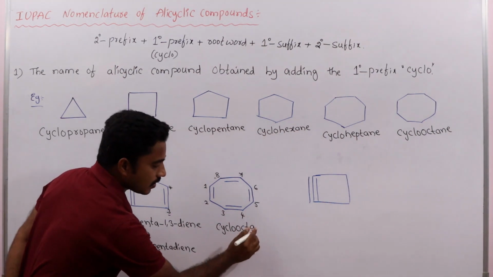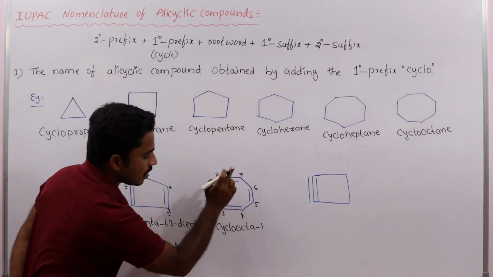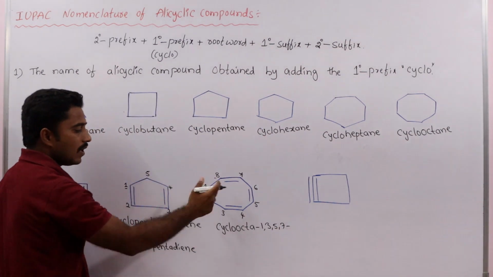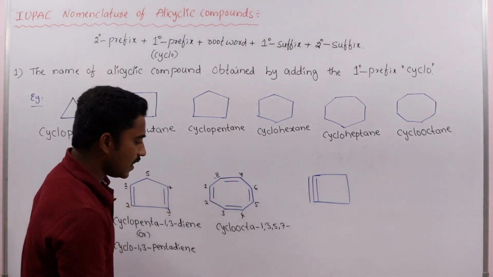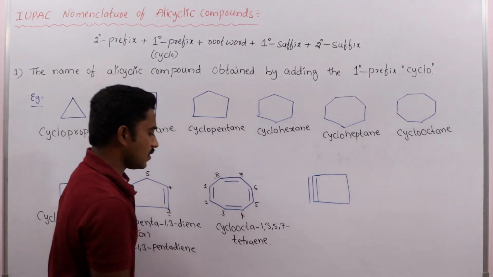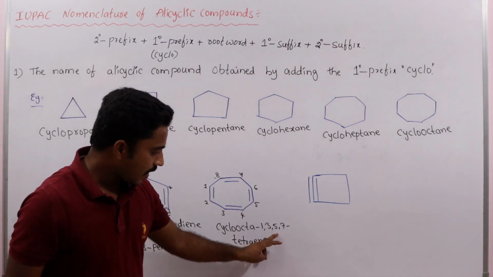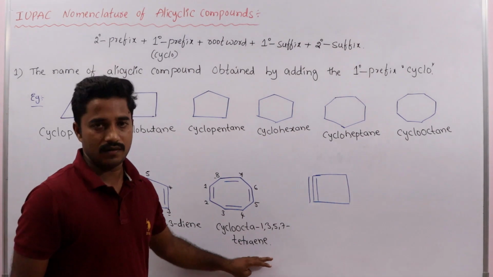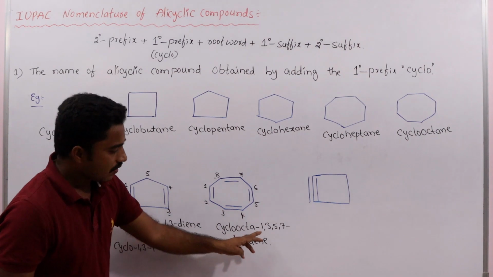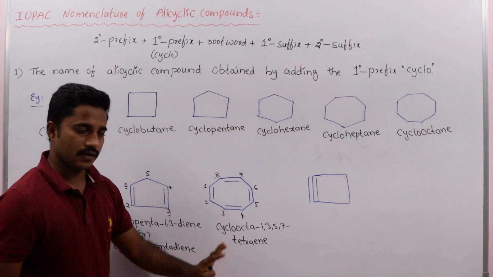That's why cyclo octa 1,3,5,7. How many double bonds are there? 4 double bonds. That's why tetraene. Okay, this is the name: cyclo octa 1,3,5,7 tetraene. So like this we have to give. Or also we can write cyclo 1,3,5,7 octa tetraene.